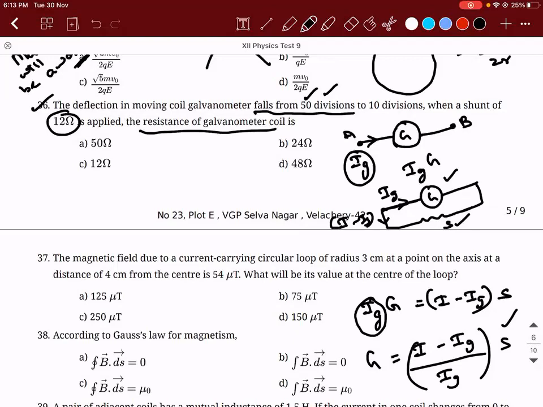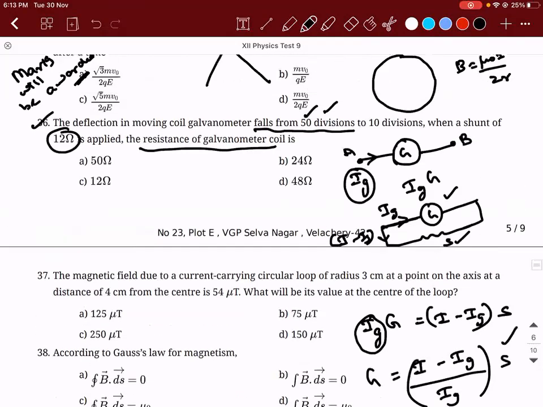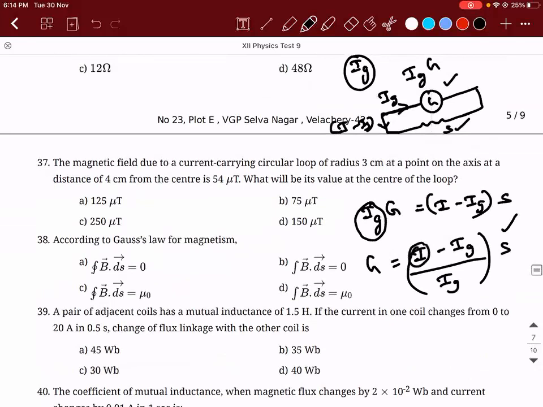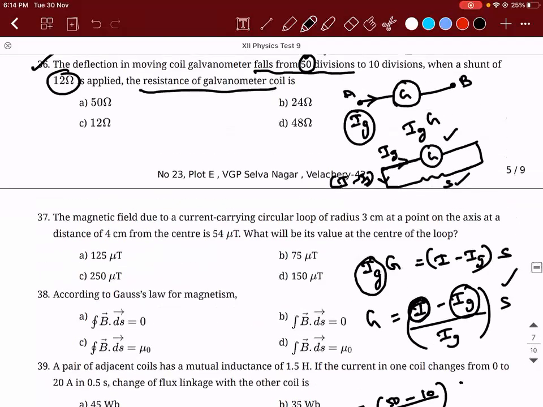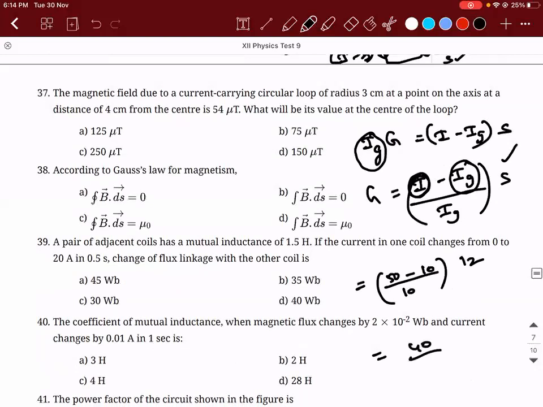No, sir. Okay. So, initially, what was the current that is flowing? It came from 50 to 10. Initially, it has a capacity of turning towards 50 divisions. So, this current I can put the galvanometer across a deflection of 50. So, 50 minus 10 is how much? It is coming down to 10, divided by 10, into the shunt resistance. How much is the shunt resistance? It is 12. So, 50 minus 10 is 40, divided by 10, into 12. It is going to be 48.